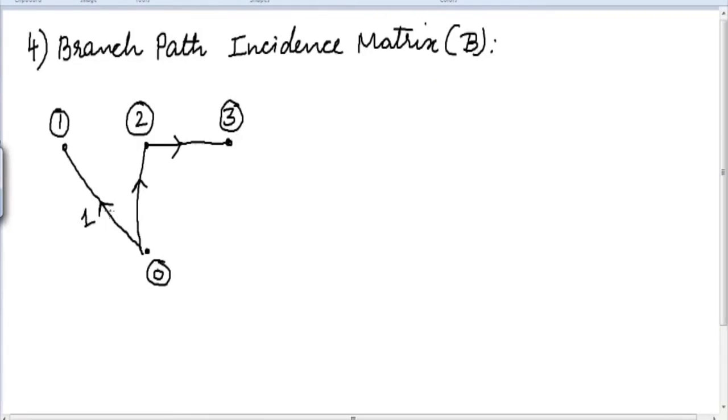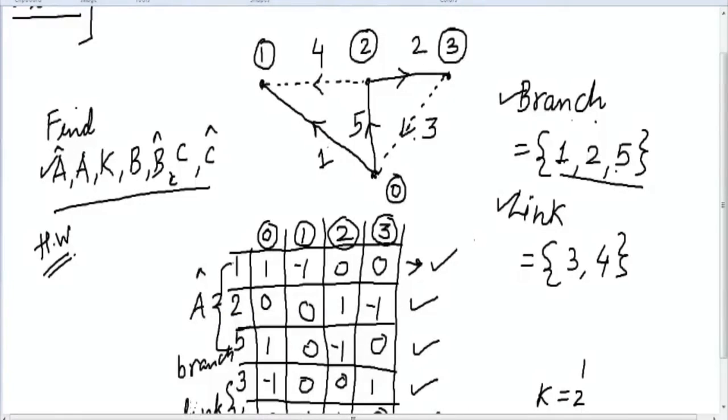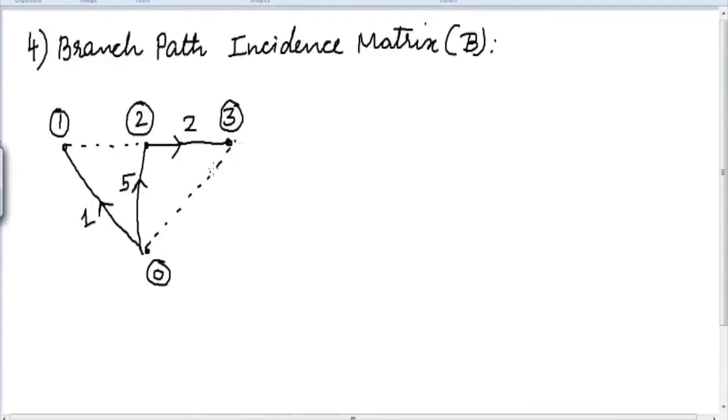Okay. So first I have drawn the branches. These are my branches 1, 2 and 5, and then I will draw the links. These are my links 3 and 4. Please don't forget to check the directions given in the problem. If you make the wrong directions, then your answer will become wrong, right? Whatever direction is provided in the given numerical, take those directions only. Otherwise, you will end up with a wrong result. Okay. So this is the graph which is provided to us.